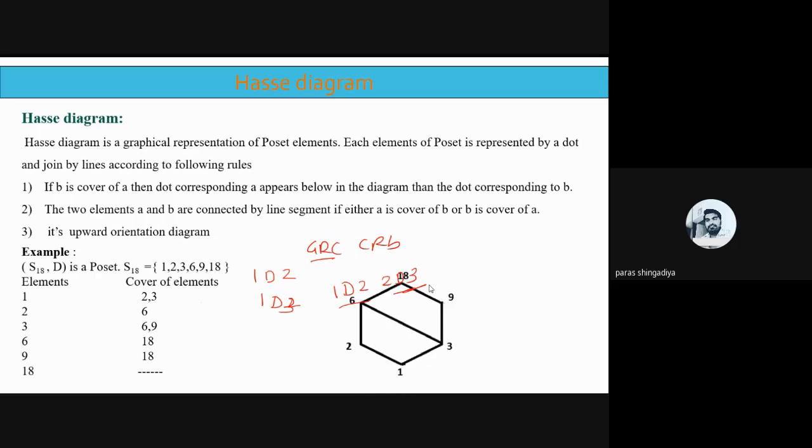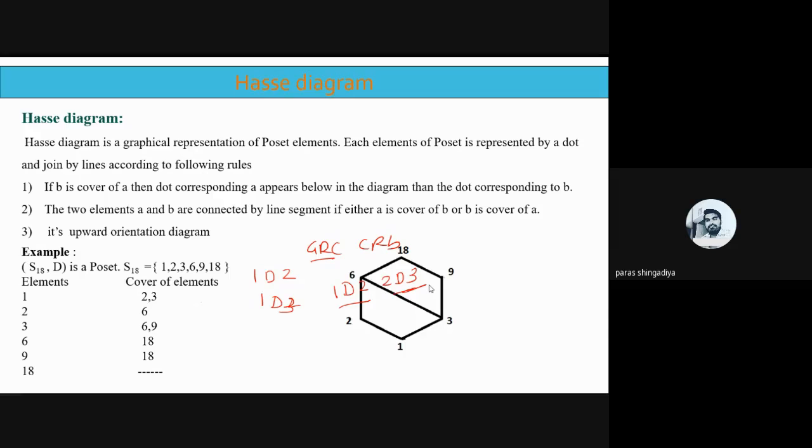So 2 and 3 are the answers for 1. Then for the second entry 2, 6 is the cover element, and 3 is not possible. Then for 3, 6 and 9 are the answers. Clear? Then for 6, 18 is the answer. For 9, 18 is the answer, and for 18 there is no such entry which we can consider as C.